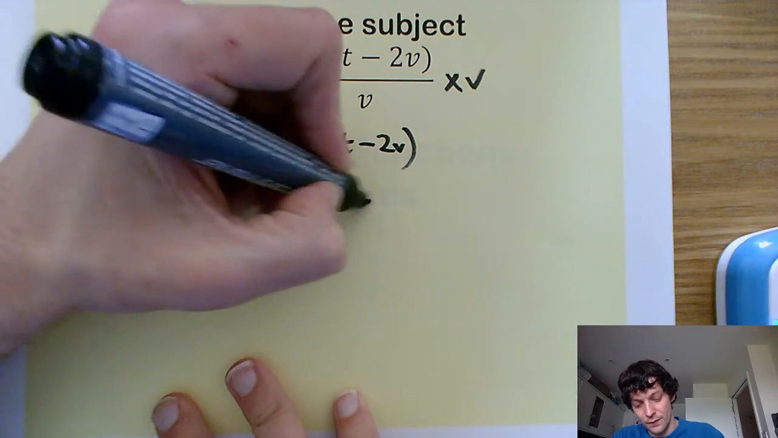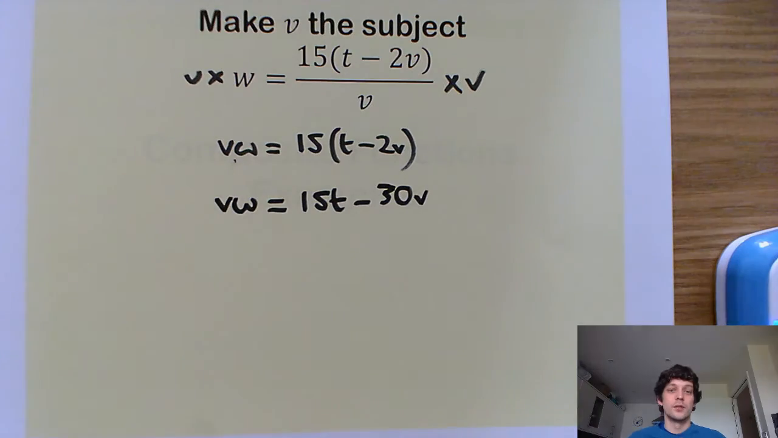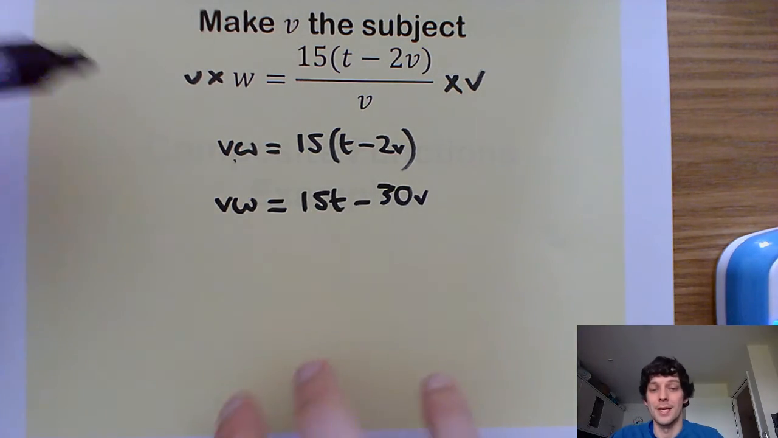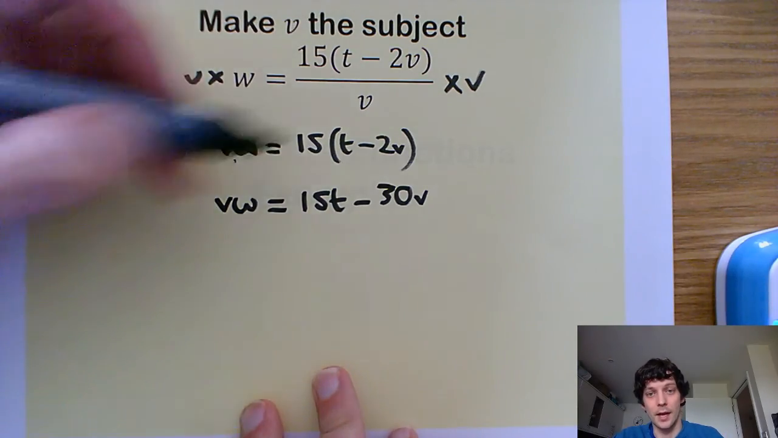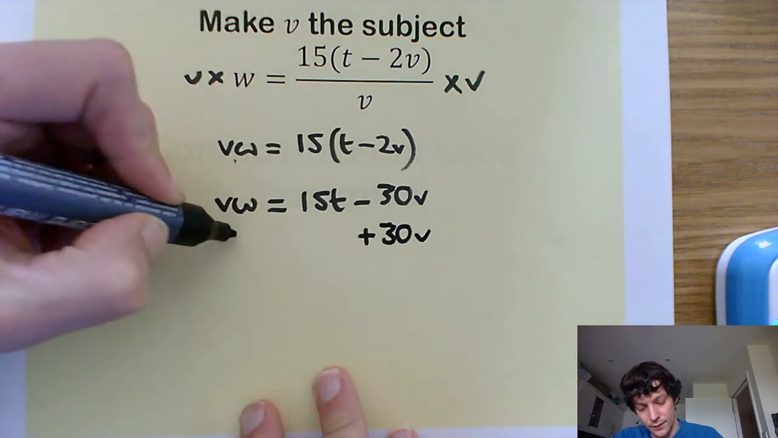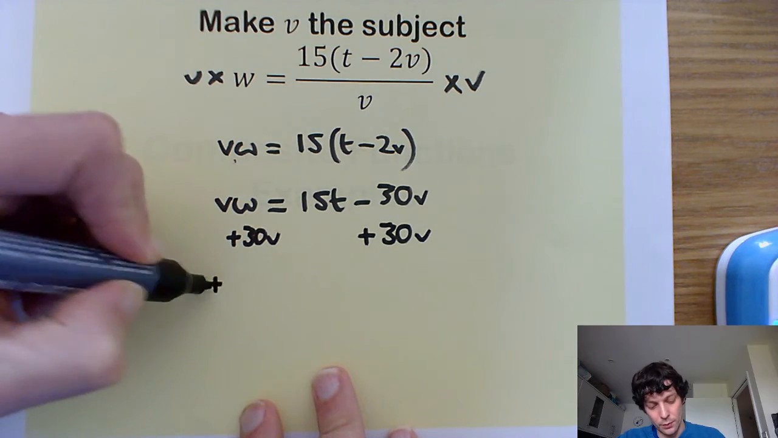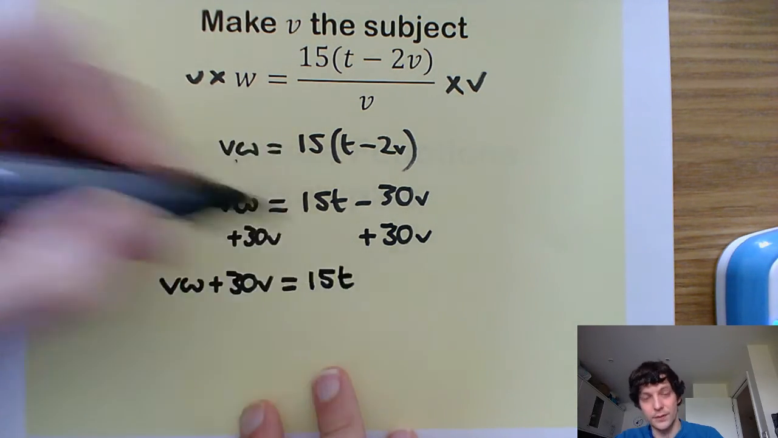Expanding the bracket, 15t minus 30v is equal to vw, so getting rid of a bracket so that I can start dealing with this v properly. What's my next step? I need to get the v's to the same side. So I've got a negative term here, so let's get rid of that. So let's add 30v to both sides, so we've got vw plus 30v is equal to 15t.